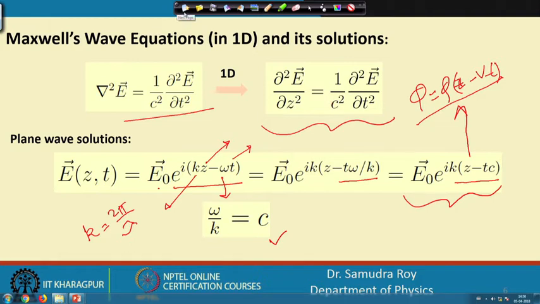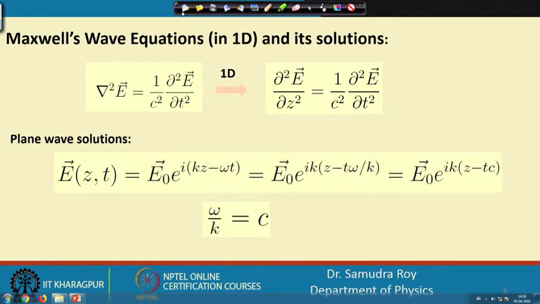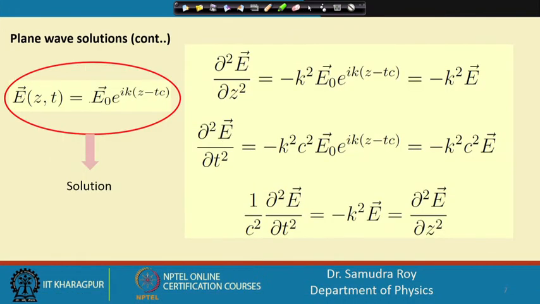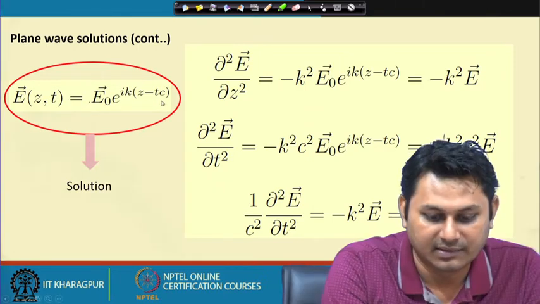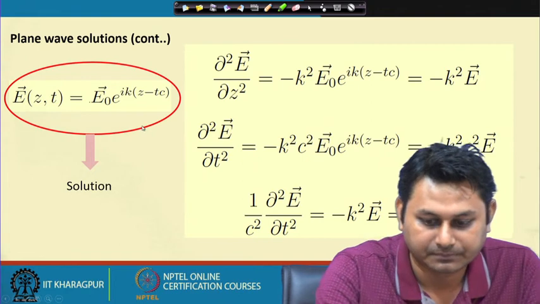So, in the next slide we will directly try to solve this, and let us see whether we really have a solution or not. So, the plane wave solution is E equal to E0 e to the power of k times (z minus ct), as I mentioned here.